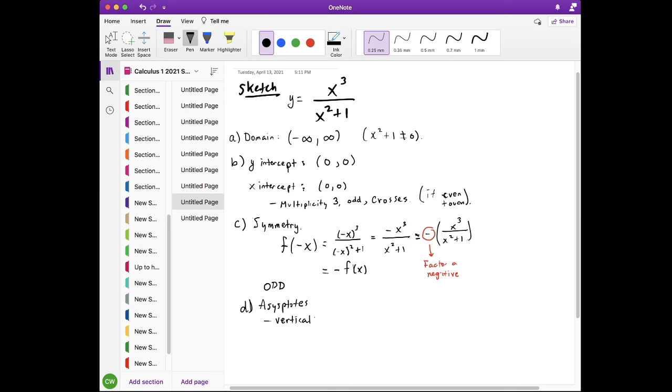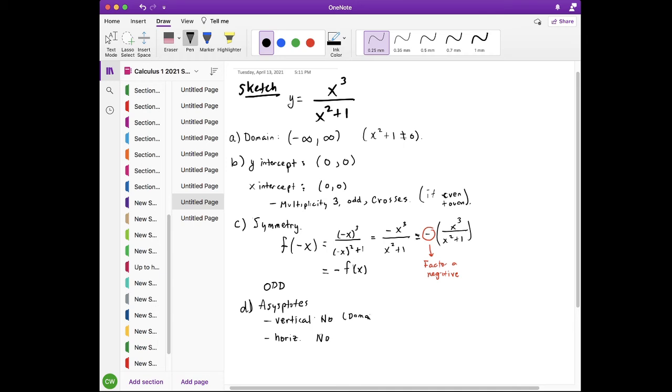Does this have any vertical asymptotes? No. Does this have a horizontal asymptote? No. And why is that? Yeah, so no vertical because of the domain.